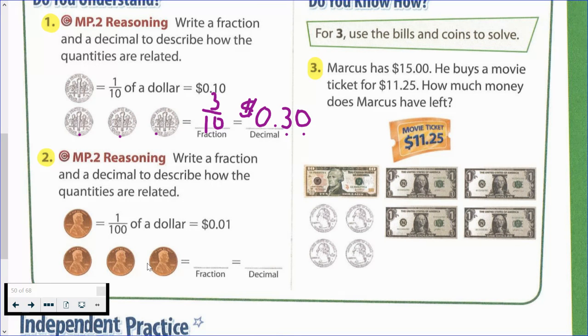So what would that look like with 3 pennies? Well, it takes 100 pennies to make up a dollar. So our denominator is going to be 100. And we have 3 pennies. So we have 3 out of the 100.